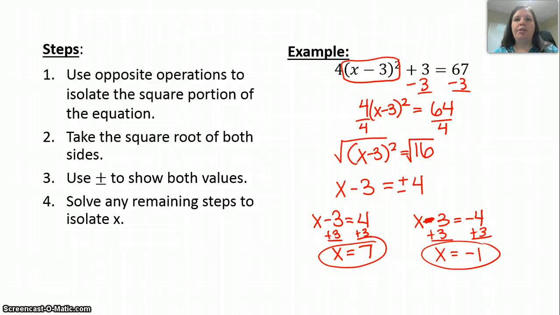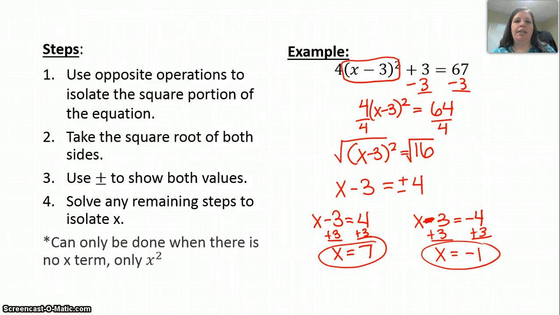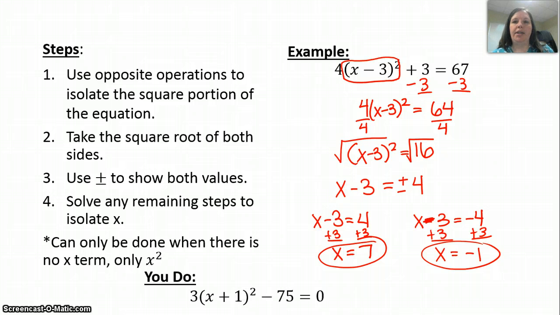So the problem you are going to try is in that same kind of idea. A reminder, it can't be done if there's an x term also, just when the squaring only involves x, that's the only place you see x. You're going to try this problem in your notes.